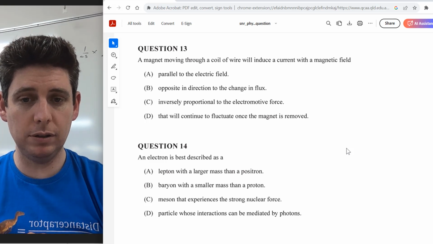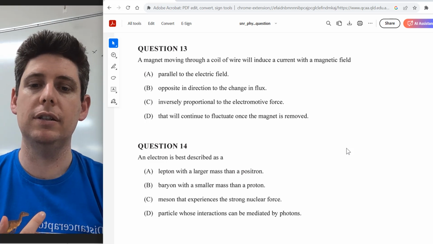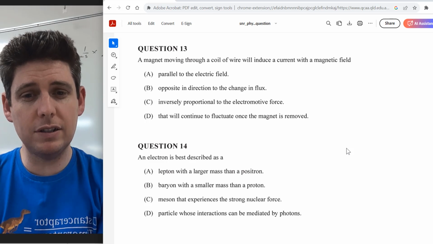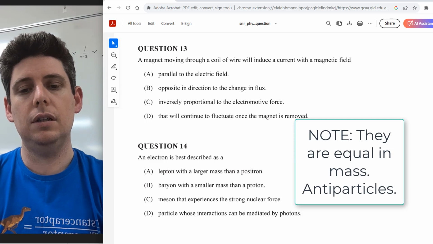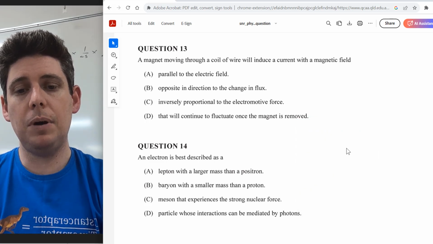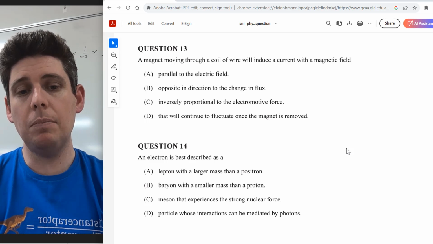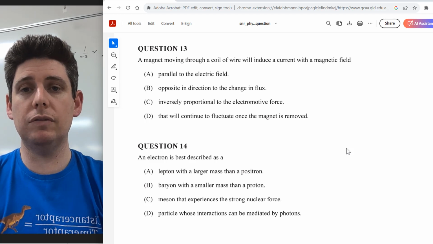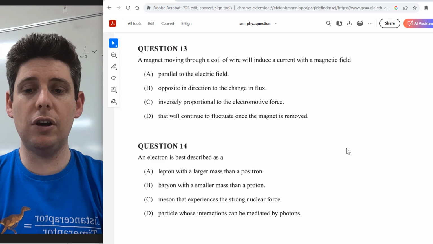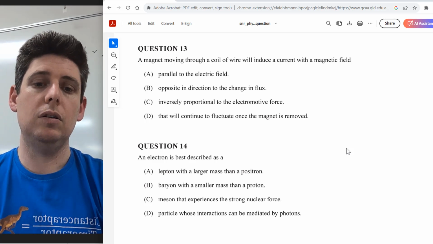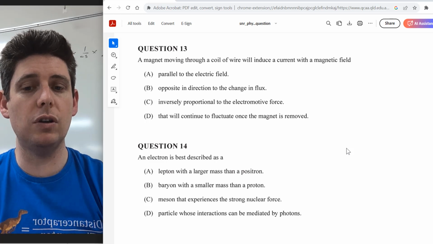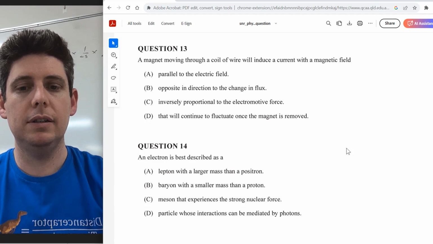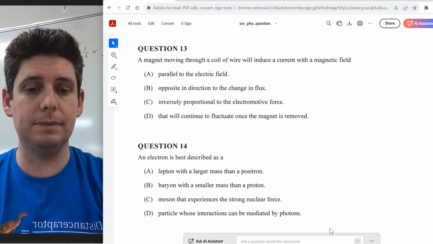So A says lepton with a larger mass than a positron. So you need to know the masses of electron and positron. Electron is not heavier than a positron. D, particle whose interactions can be mediated by photons. So you need to know about the 4 fundamental forces. The electromagnetic force is what's related to a photon, and an electron can be mediated by a photon. And you can see this in experiments. So D is the correct answer for 14.